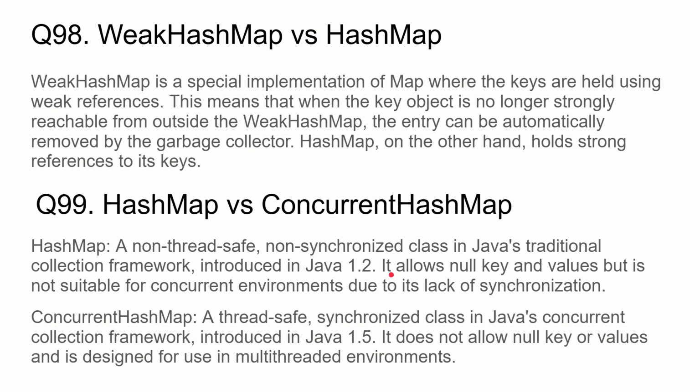Another difference is HashMap allows one null key and values, but it is not suitable for concurrent environments, whereas ConcurrentHashMap does not allow null key or values and it is designed to be used in multi-threaded environments. So these are a few differences of HashMap and ConcurrentHashMap which can be answered in the interviews.